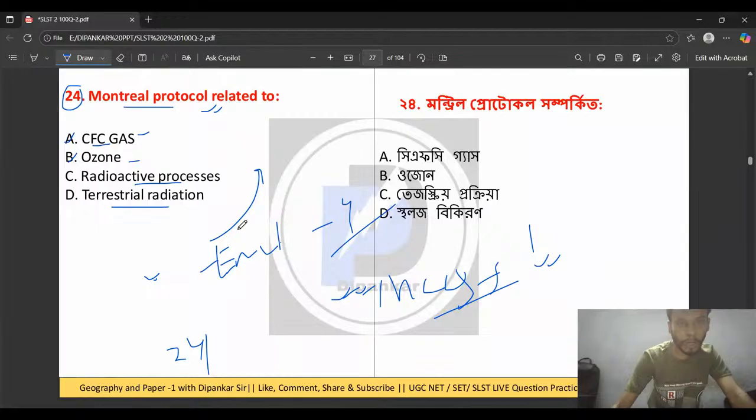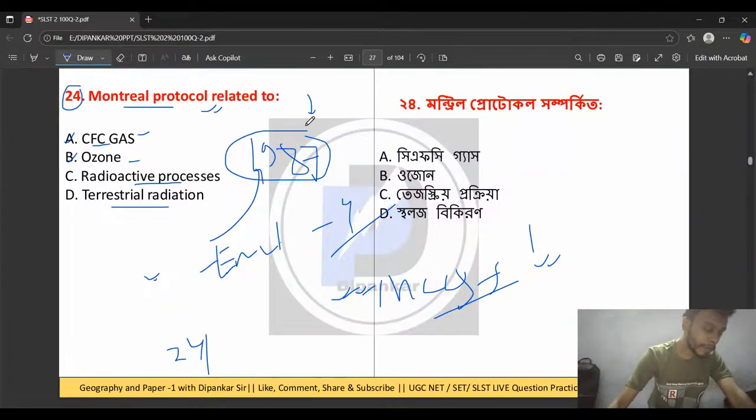Yes, the Montreal Protocol came in 1987. Okay, please note the year. The Montreal Protocol came in 1987, and the Montreal Protocol is related to what?